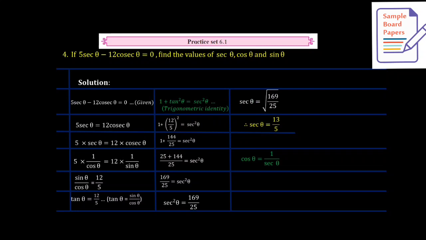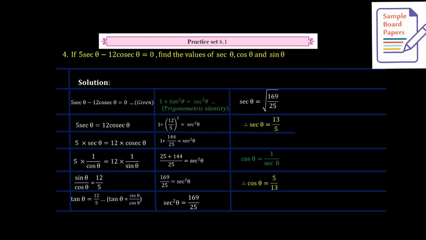Now next, cos. Cos is the reciprocal of sec, so with the help of that we can find cos. So cos theta is 1 upon sec theta. Directly we will take the reciprocal. So cos theta is 5 by 13. We have seen how to take the reciprocal: 1 upon 13 by 5, then 1 into 5 by 13 this way. So directly we can take cos theta equals 5 by 13.